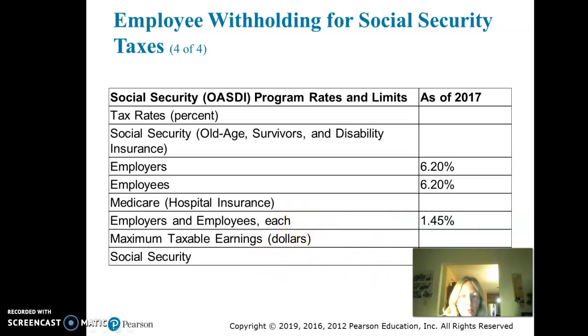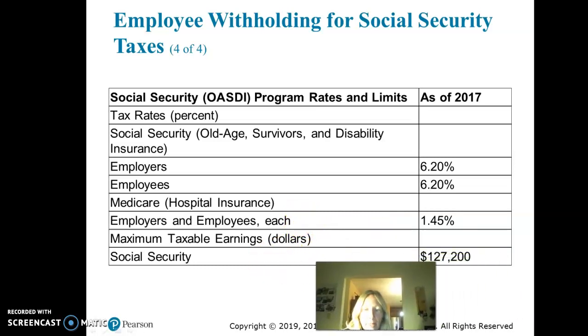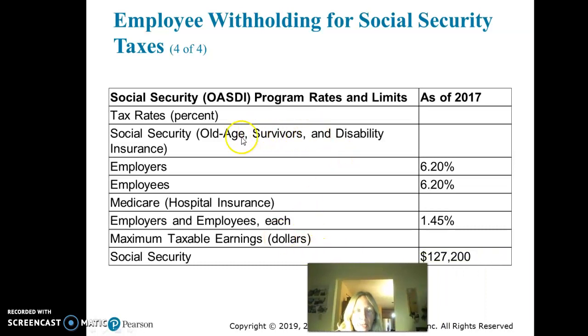Social Security, OASDI, careful, this one, has a wage-based limit of $127,200. So if you make more than $127,200, you do not have to pay OASDI, this 6.2%. Okay, next slide.